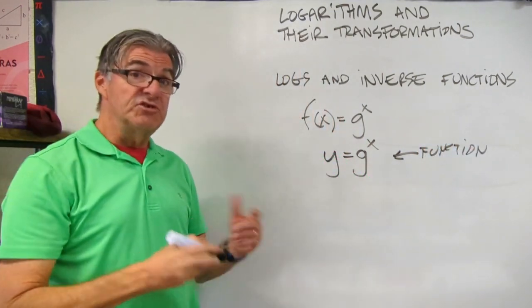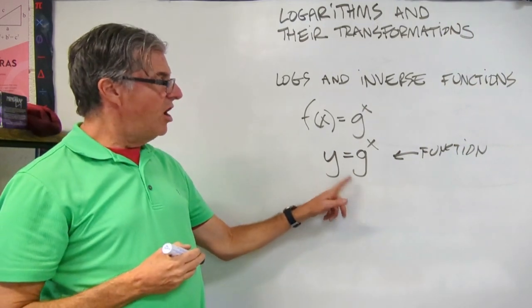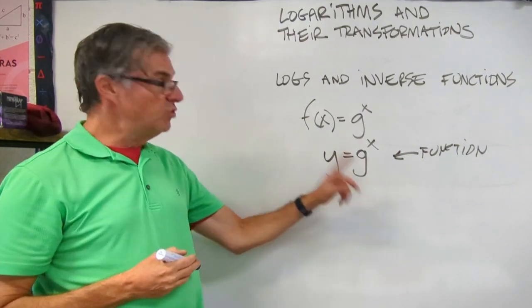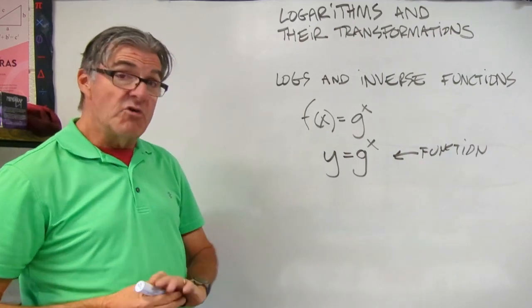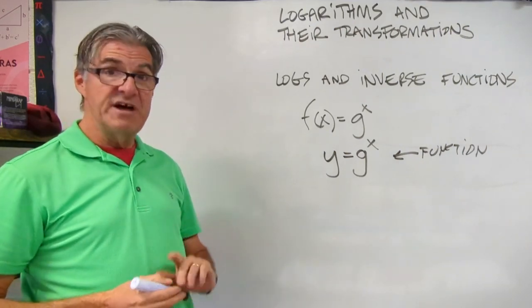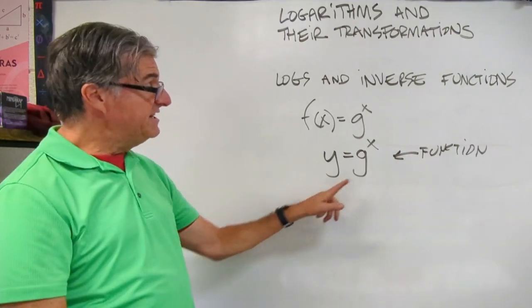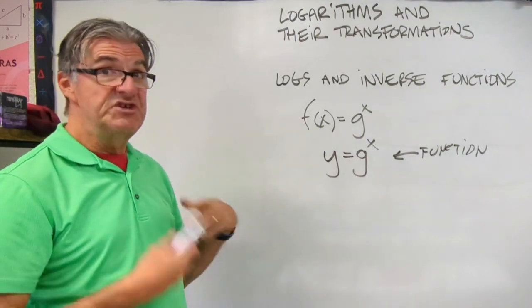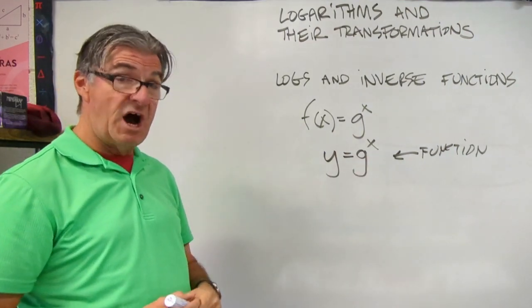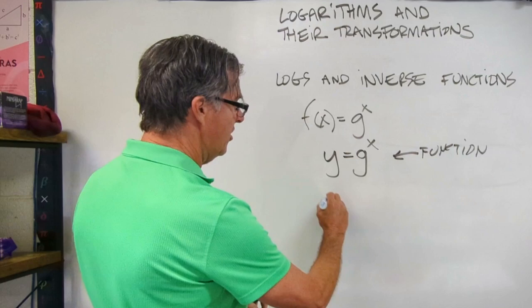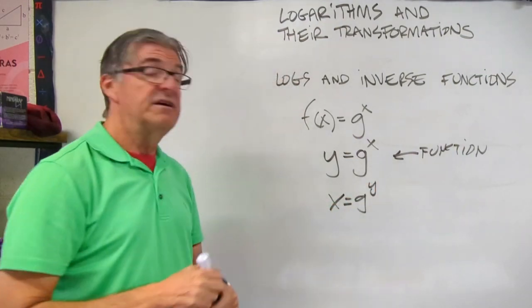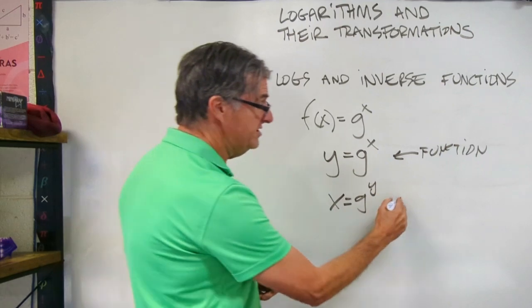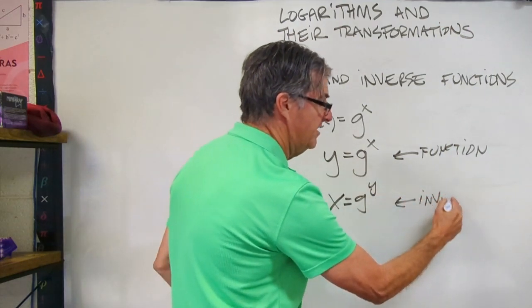Now you remember what we do when we find the inverse of that function is that we switch the x and y and we solve again for x. We're not going to quite go that far, but we're going to wind up with a log. So to find the inverse of this function, we just switch the x and y. So check this out. We're going to go x equals g to the y. Okay? Now that's the inverse. That's our inverse.